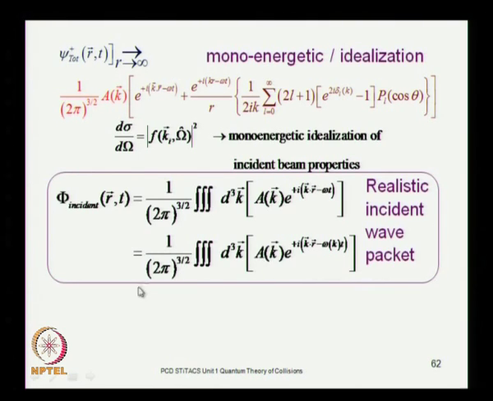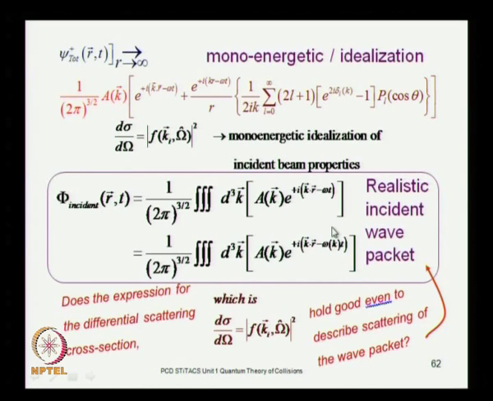A real incident wave will then be a superposition of plane waves of this kind, because there will be several of them, and this omega, which is frequency, will in fact depend on k according to whatever is the dispersion relation. So there will be a little bit of k dependence of omega. You will have to take that into account and ask the question, is this expression, d sigma by d omega equal to the modulus square of the scattering amplitude, valid also for a realistic incident wave packet as it is for a strict ideal monoenergetic wave. That is the question that we began to discuss in our previous class, and we will continue our discussion of this particular point.